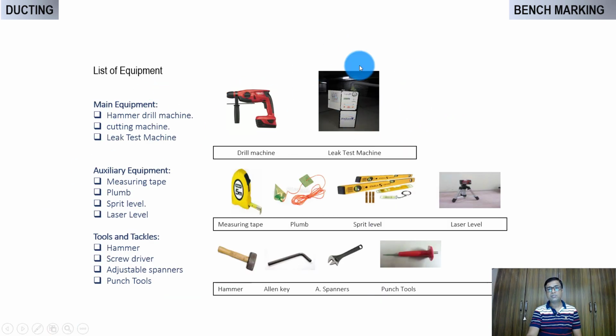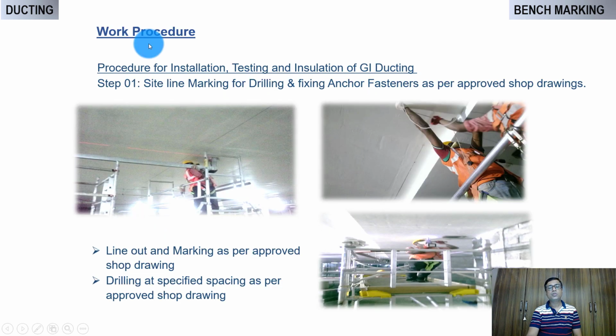We need drill machines, we need an air leak test machine, we need measuring tapes, plumb, spirit level, laser level is common now. We need hammer, Allen key, fasteners, punch tools. These are all required equipment to complete the ducting. How do we do this ducting?